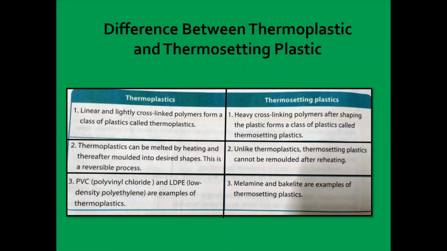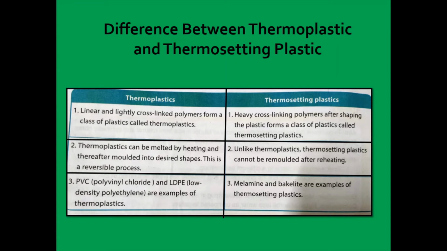What is the difference between thermoplastic and thermosetting plastic? Thermoplastics. Linear and lightly cross-linked polymers form a class of plastics called thermoplastics. Heavily cross-linked polymers, which after shaping form a class of plastics, are called thermosetting plastics. Thermoplastics can be melted by heating and therefore molded into desired shapes. This is a reversible process.